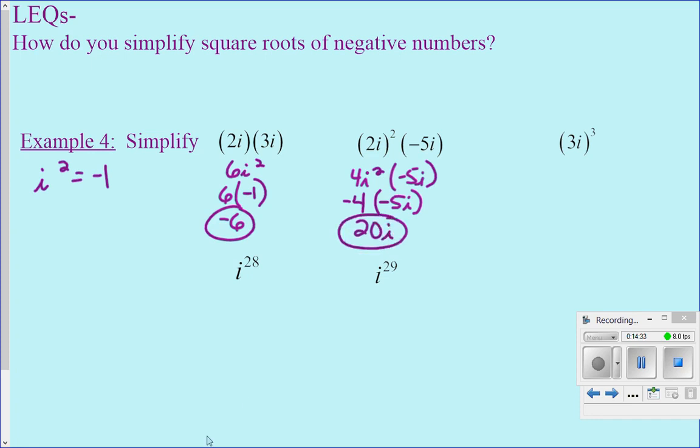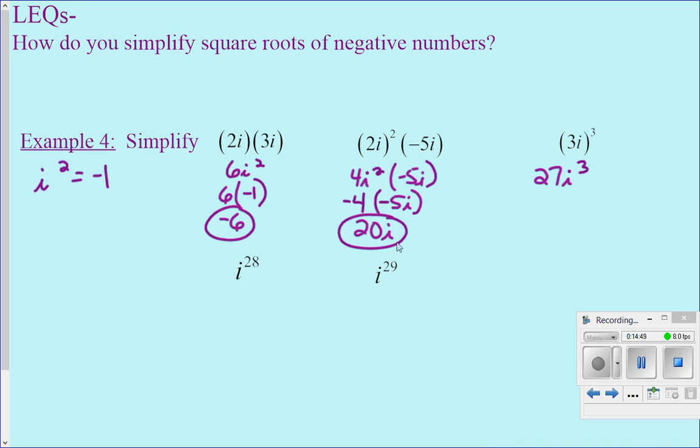20i is the solution. Next, 3i, the quantity cubed. I'm going to cube 3 to get 27. I'm going to cube i to get i cubed. Now, it's considered not simplified if you have i squared, i cubed, i to the fourth, and so forth.